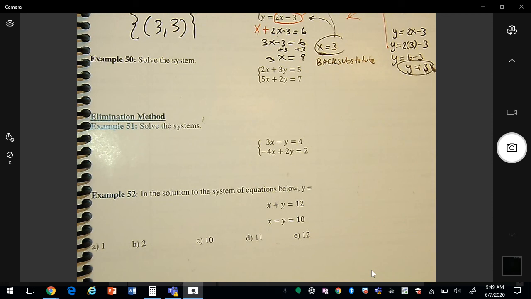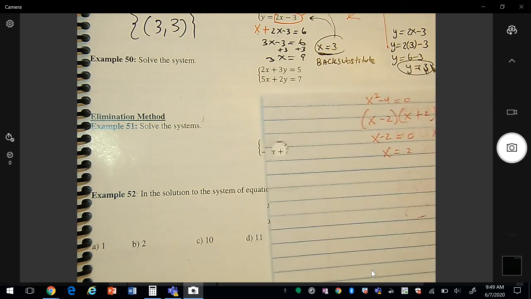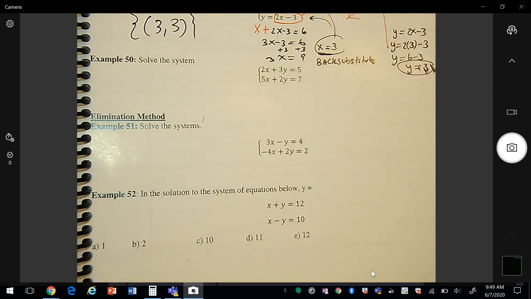So the next example, before we do that one, let me go ahead and give you another example for the addition method.